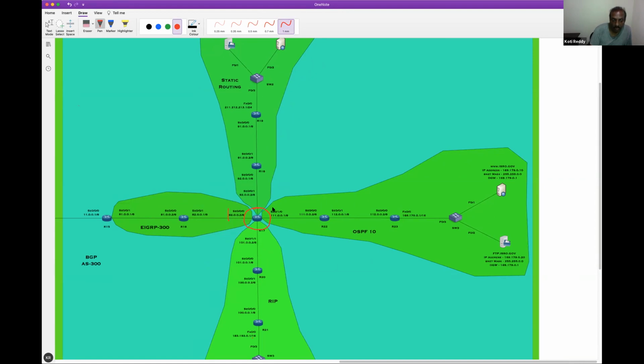But before that, if I go to R17, let's give the command show IP connected. It shows what? These two routes. Show IP static, it should show these routes. Show IP EIGRP, it should show this particular route. Show IP route OSPF, you should see this and this. Show IP RIP routes, you should see this particular route, right? Let's do that on R17 before proceeding further.